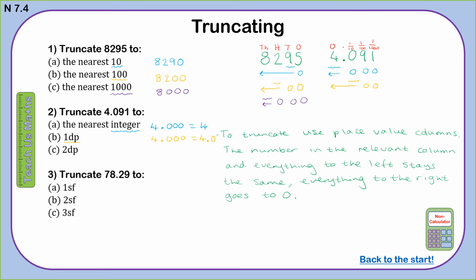Next, we need to truncate to 2 decimal places. We look in the hundredths column. This column and everything to the left stays the same. Everything to the right goes to a 0. So when we truncate 4.091 to 2 decimal places, we get 4.090, which written with 2 decimal places is 4.09. Notice that when everything to the right goes to a 0, when it's behind a decimal point, that is the same as everything to the right vanishing.